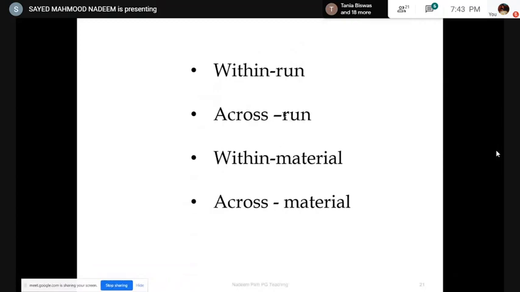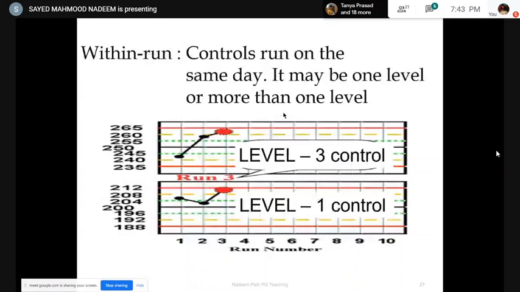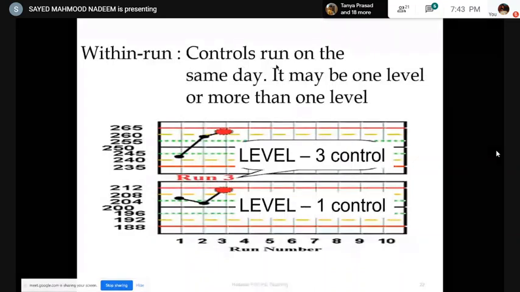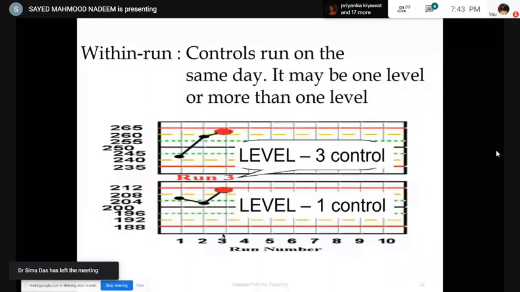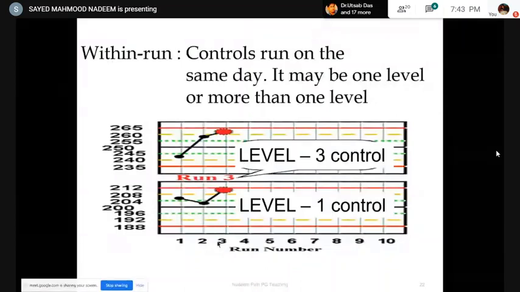So what is within run? Within run is a control run on the same day. It may be one level or more than one level. For example, here on day 3, we are running level 1 control as well as level 3 control of cholesterol. This run is called within run. That means the run is on one day, the 3rd of June. All the activities of the control on the 3rd of June would be considered within run activity. It may be one control or more than one control.